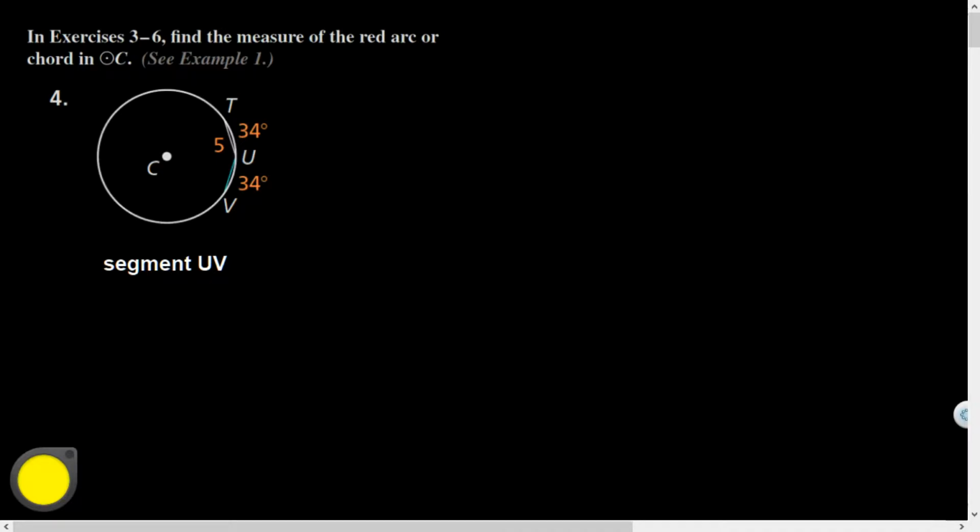Greetings and welcome, friends. Yesterday we were talking about arcs and chords. It says: find the measure of the red arc or chord in circle C. So in circle C, they were asking us for the chord UV. In my case, it's blue.